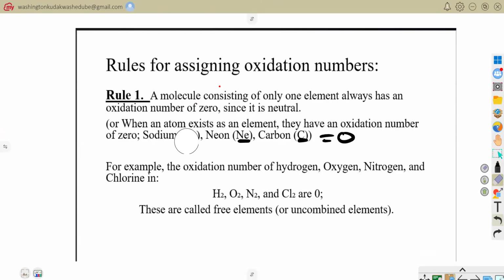That is what our rule is saying, that the oxidation number, when an atom exists as an element, like just sodium, neon, and carbon, is zero. And when a molecule consists of only one element, like hydrogen, oxygen, and nitrogen, or only one type of atom, the oxidation number there is also going to be zero. That's our first rule.